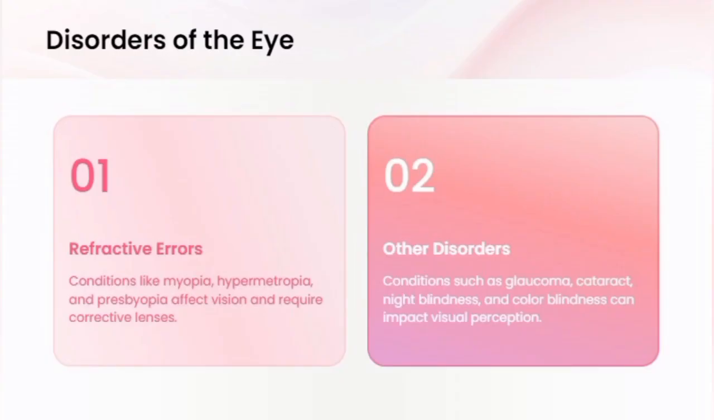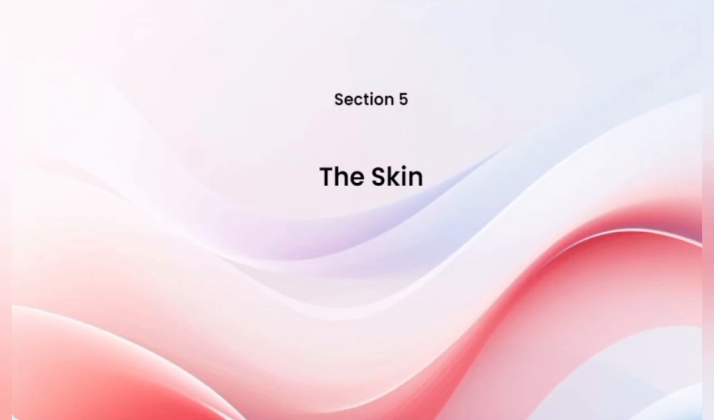Next is the diseases of the eye. If there is a disorder due to refractive error, then we call it short-sightedness or long-sightedness, that is myopia and hypermetropia or presbyopia. So next we can learn about the skin.